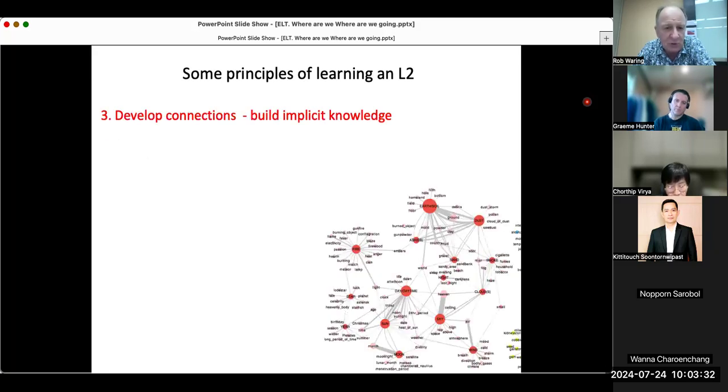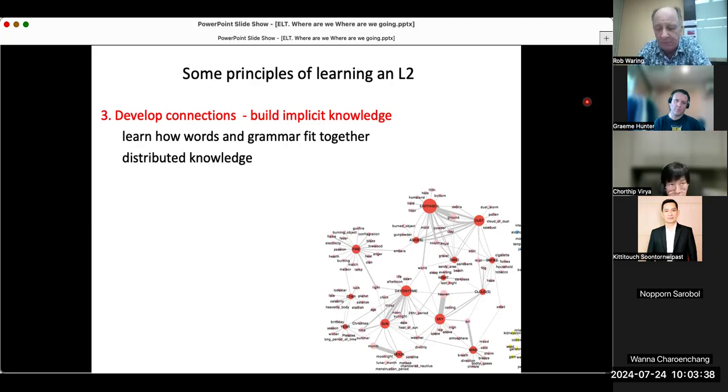The next principle is to build connections, particularly implicit knowledge. Students need to have this sense of how words and grammar fit together. The knowledge is going to be distributed in their head, so they need to make connections between the pronunciation with the meaning, with other words, how collocations go together, the nuances of meaning and associations between words, critically important for the production of language, for students to be able to have a good sense of knowing which words and grammar fit together.